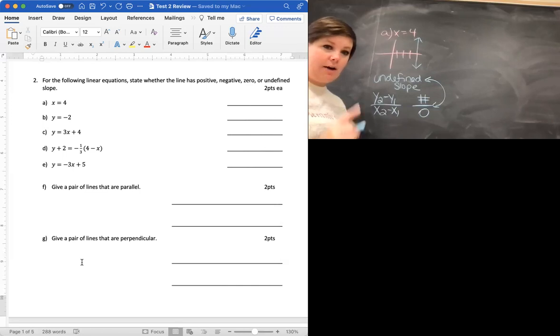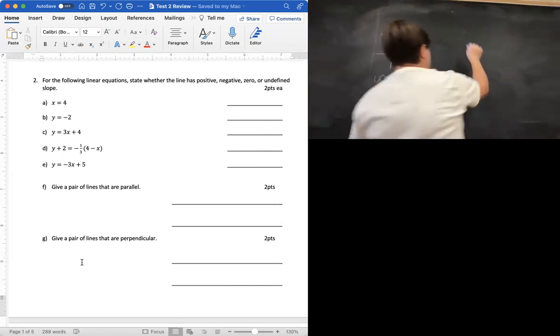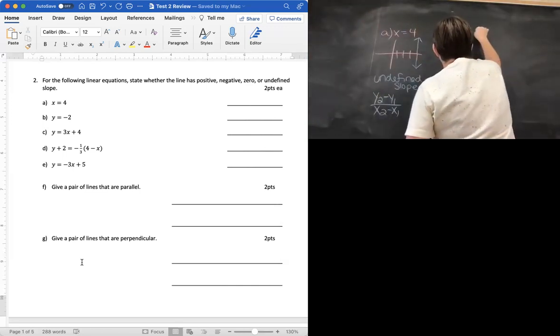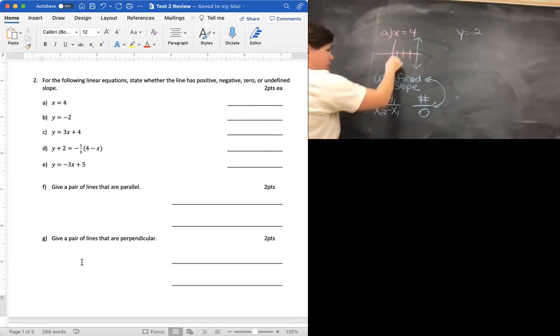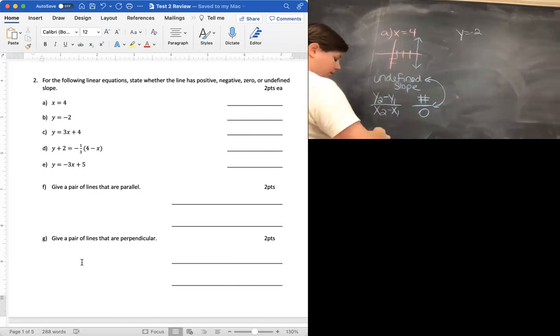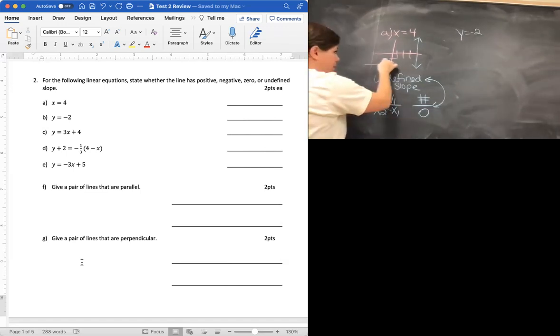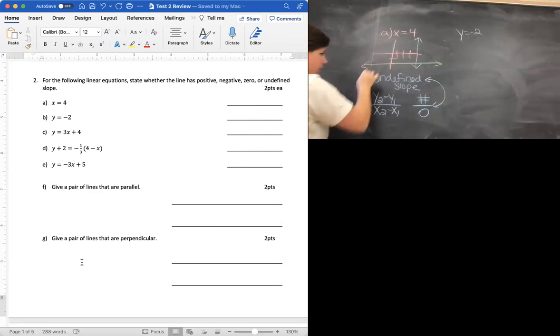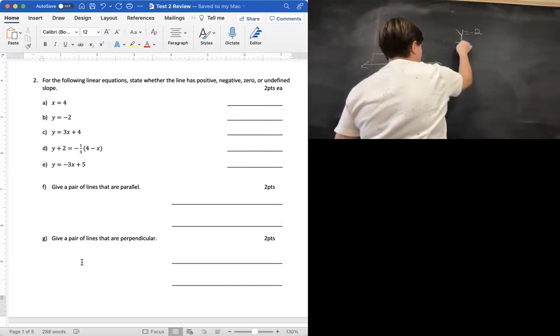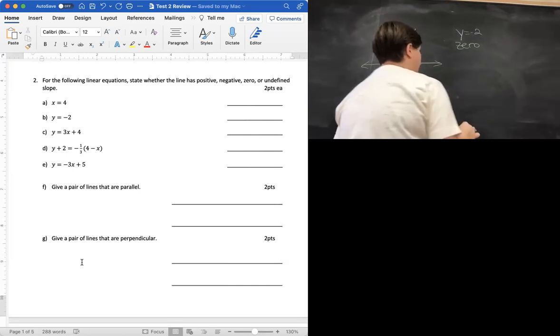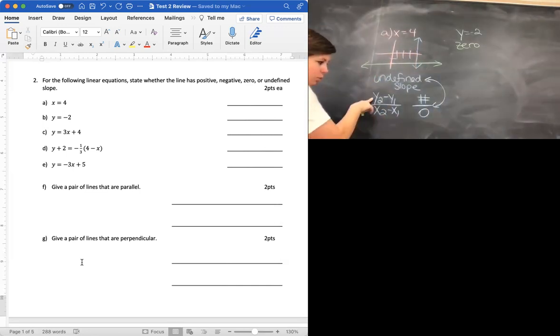The reverse of that would be B. B says y equals negative 2. Again, you could graph this if you wanted to. I'm going to graph it right here on the same little graph for you. Y equals negative 2 looks like that. Notice that we don't go up or down at all, so that means our slope is 0. And that is because if you look here, our y's don't change, but our x's do.